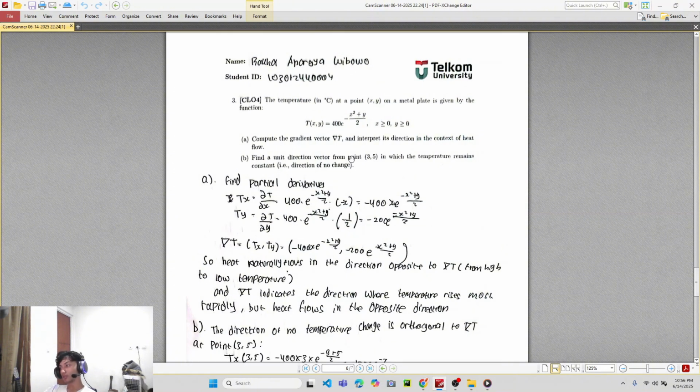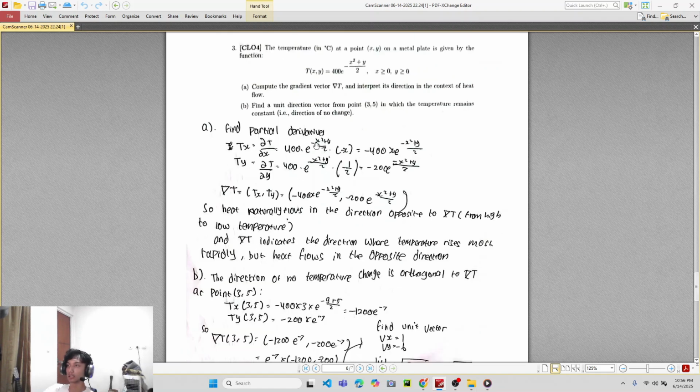For the third question, we need to compute the gradient of T and interpret its direction in the context of heat flow. First, we need to find the partial derivatives.